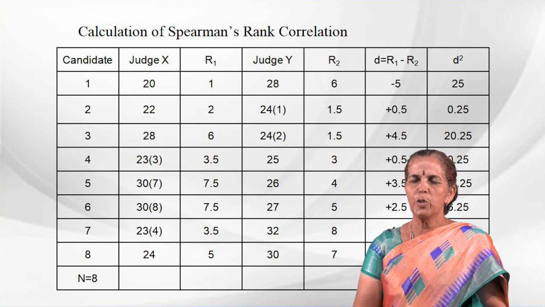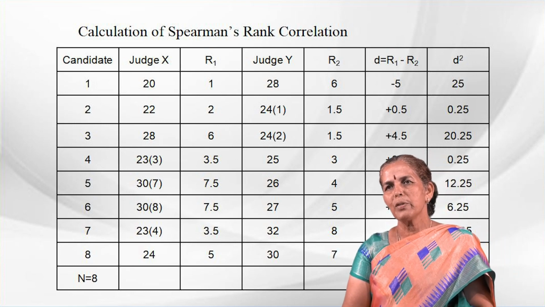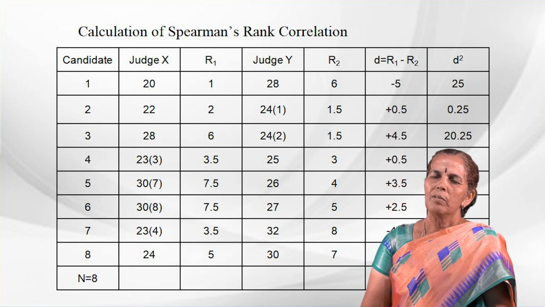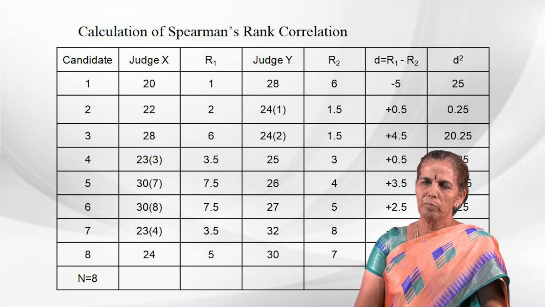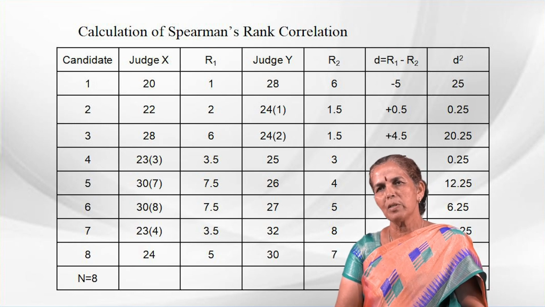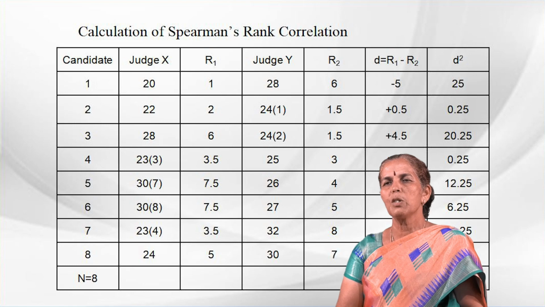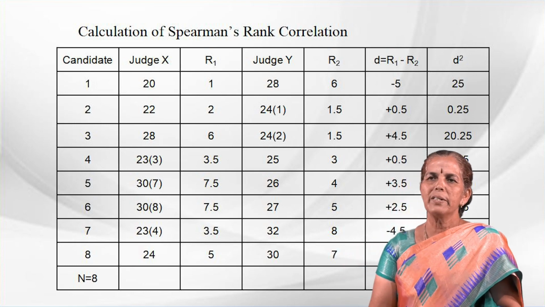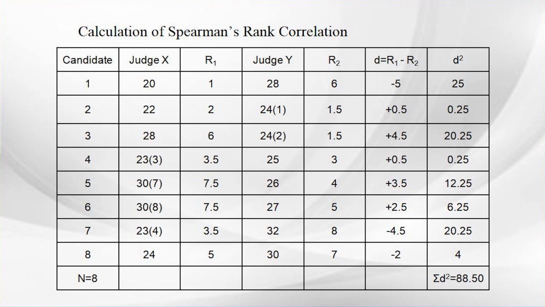Next Y: 28, 24, 24, 25, 26, 27, 32, 30. Here 24 is repeated 2 times. The first 24 carries rank number 1, the second 24 carries rank number 2. We take the average for these two: 1 plus 2 is 3, 3 by 2 equal to 1.5. That number has to be given for these 24s, 1.5 and 1.5. For the next value, we assign rank number 3. Next, 26 carries rank 4, 27 carries 5, 28 carries 6, 30 carries 7, and 32 carries 8.